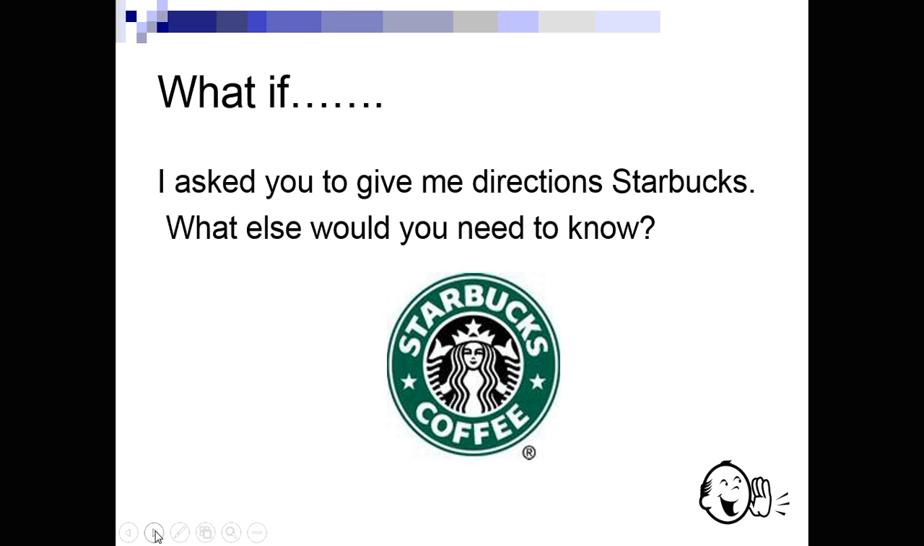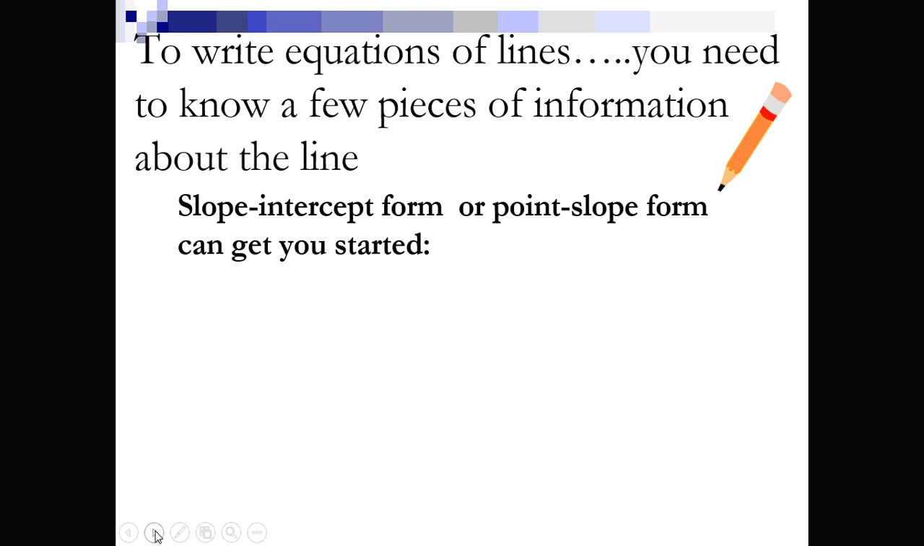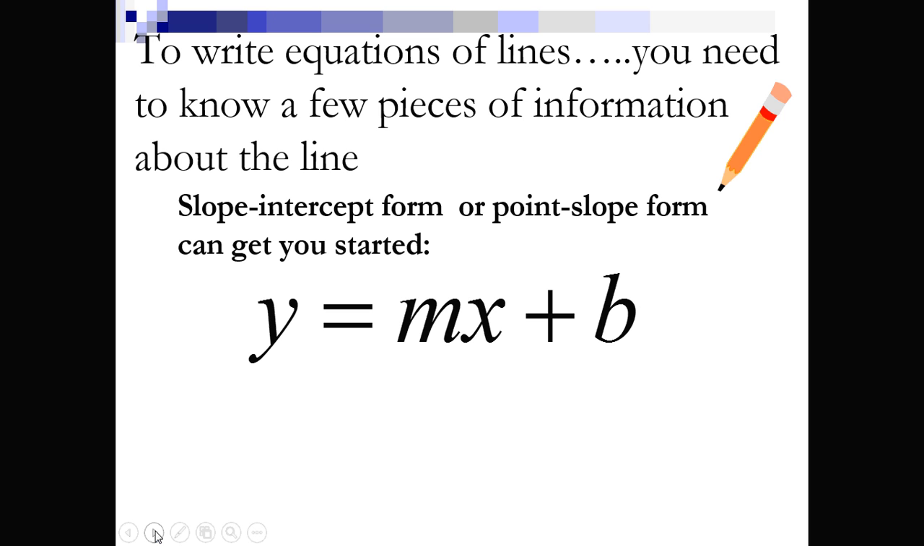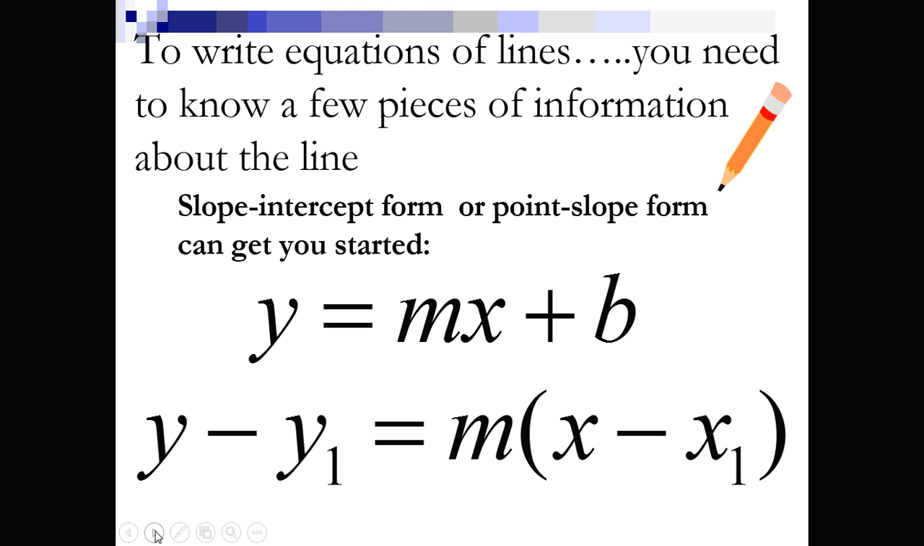There are some key pieces of information that we need when we're talking about linear equations. So when we write equations of lines, you need to know a few key pieces of information about the line. When you know some information, then you can use slope-intercept form or point-slope form to get you started on writing that equation. If I'm going to use slope-intercept form, y equals mx plus b, remember the m is the slope and the b is the y-intercept, those would be my key pieces of information. Or I could use point-slope form, which requires me to have a point and a slope as my key pieces of information. Make sure both of those are written into your notes.